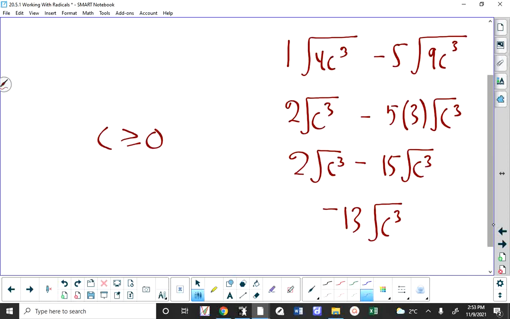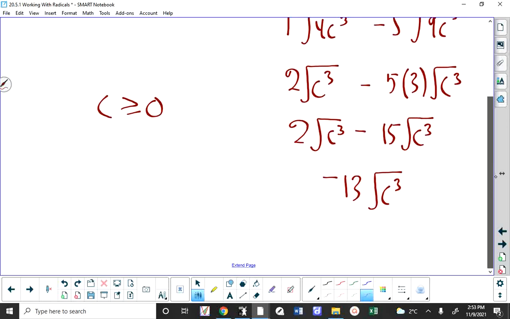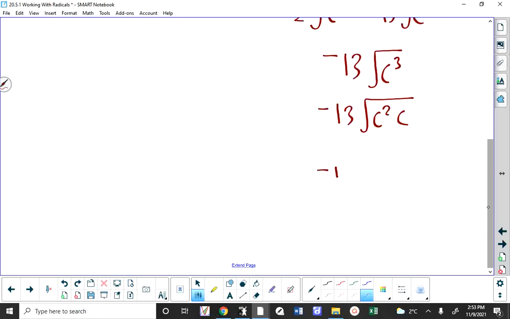Can you not simplify the c cubed into a c squared and a c? Definitely. That's something I should have looked at. Because c cubed has 3 c's multiplied together, we can pull out 2 of them. And I guess I could have done that up here. I'm kind of glad I didn't because it might be easier to see when there's just 1. So this is negative 13. Feel free to write c, c, c, and then take out a pair of c's. Or you can write c squared times c, and the square root of c squared is c.